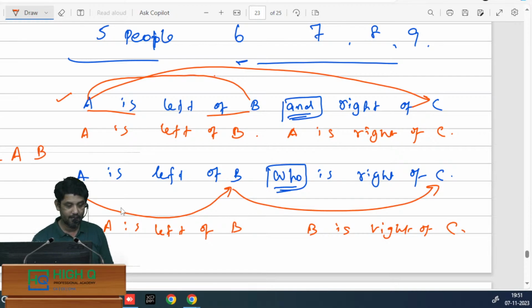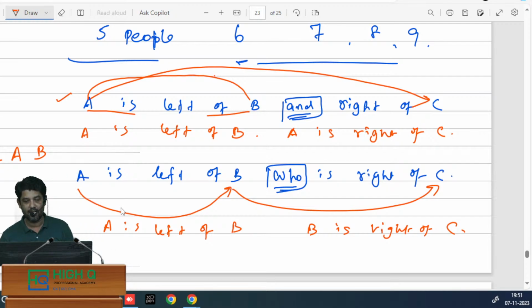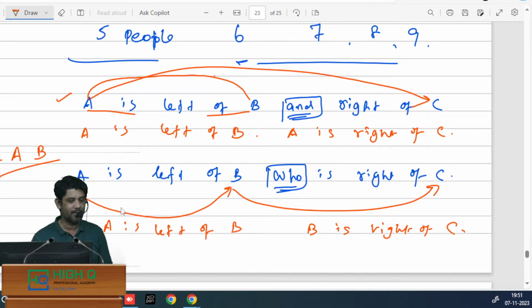That means C will be here. That is what cab, C A B. This is the arrangement. First part, this is the arrangement. Do you all agree with me? I think everyone gave me the right answer.